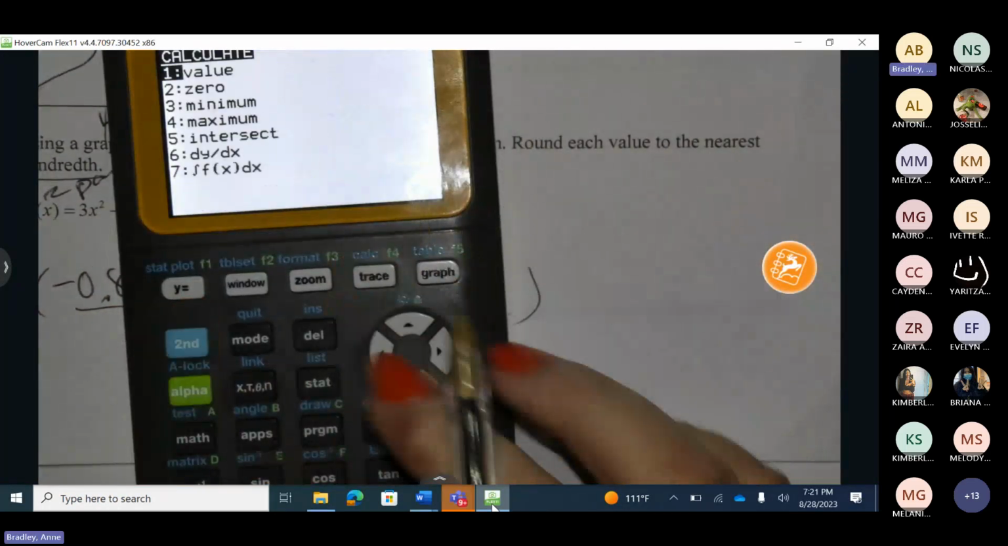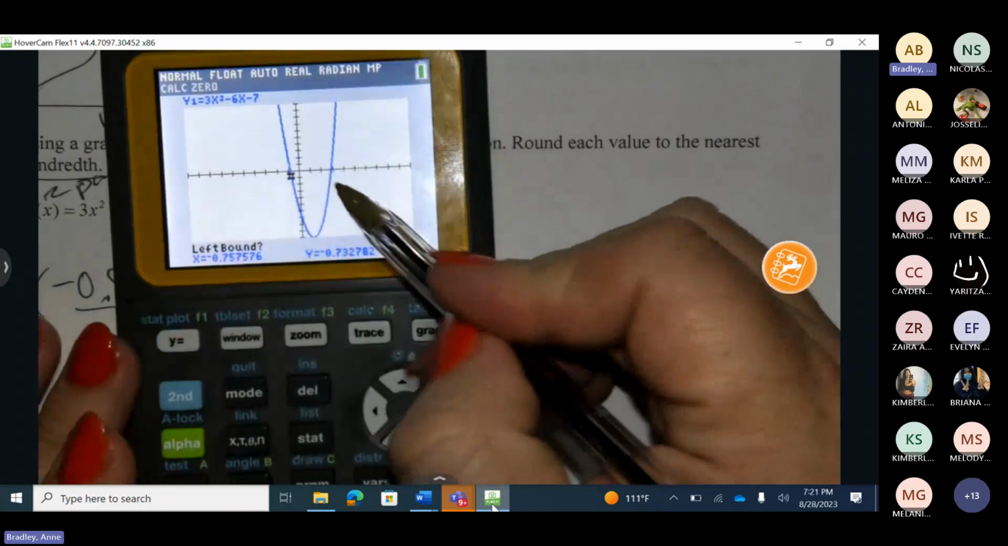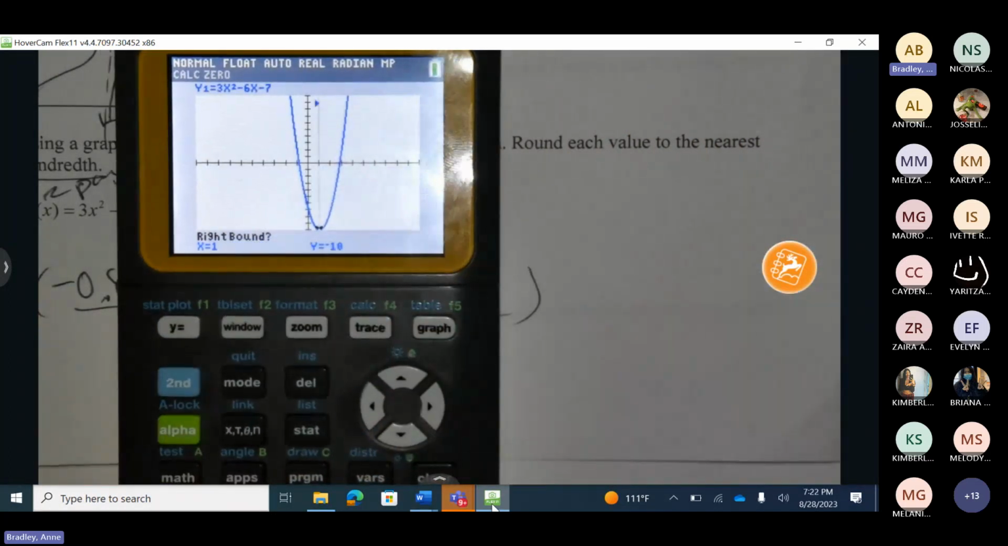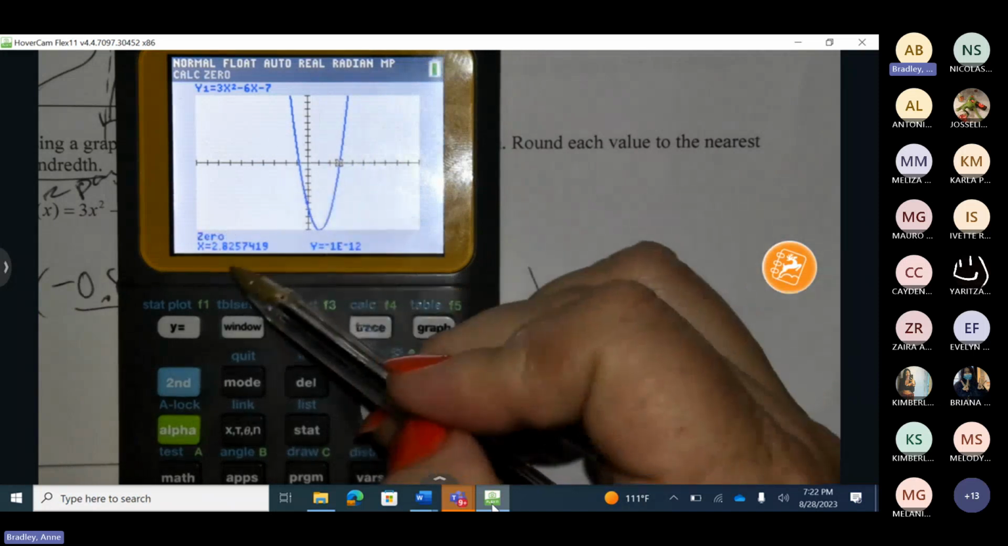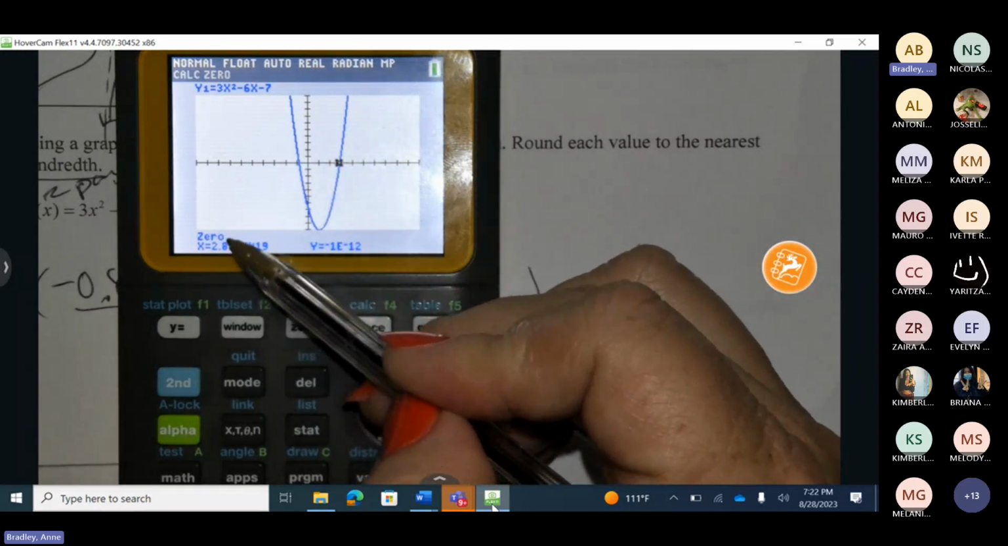And then I'll do the next point. Second trace, go to 0. I choose any point to the left, so I'll choose 1. Any point to the right, I'll choose 5. Okay, we got the lines to either side. I press enter, and we have an answer of 2.8 rounded to the nearest tenth.